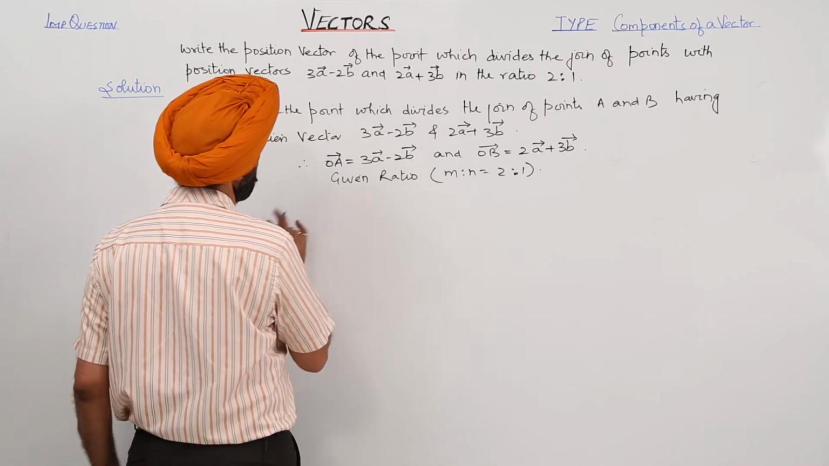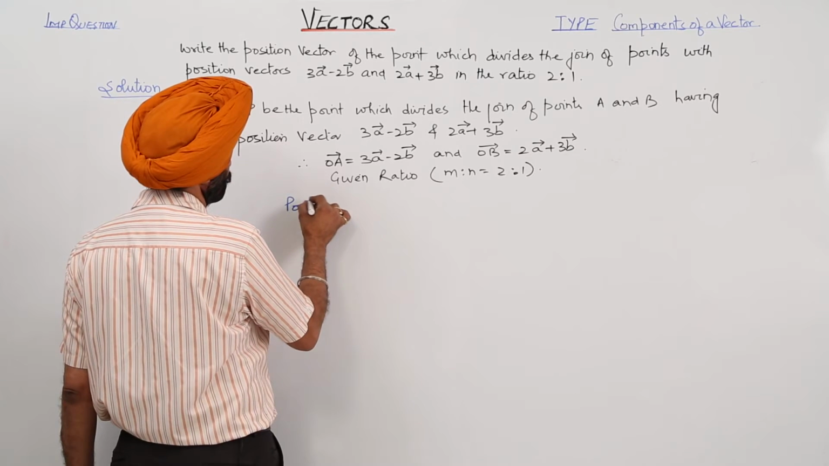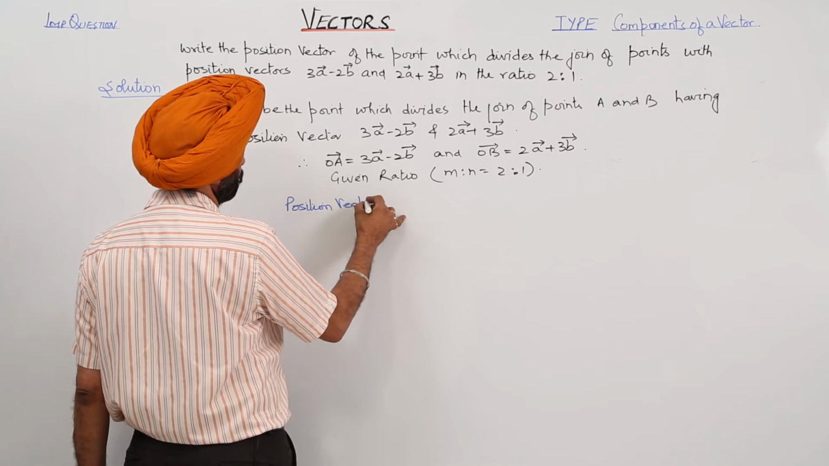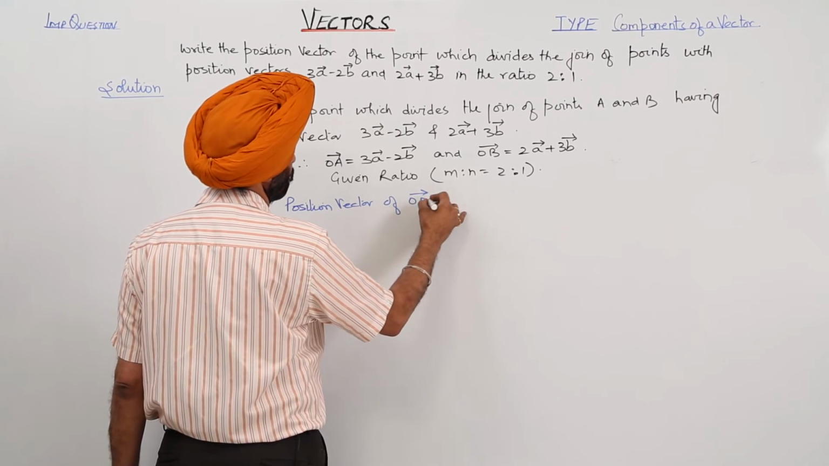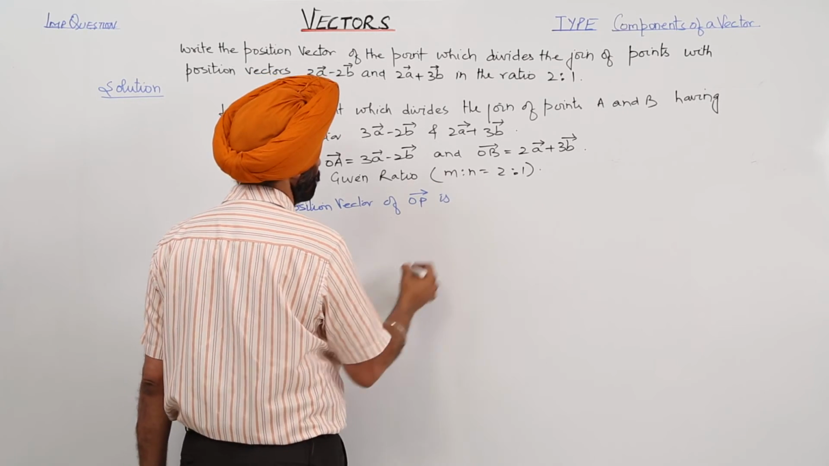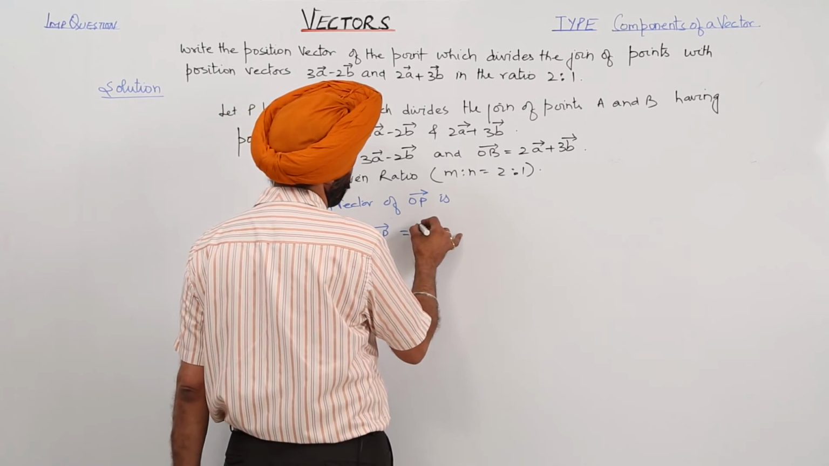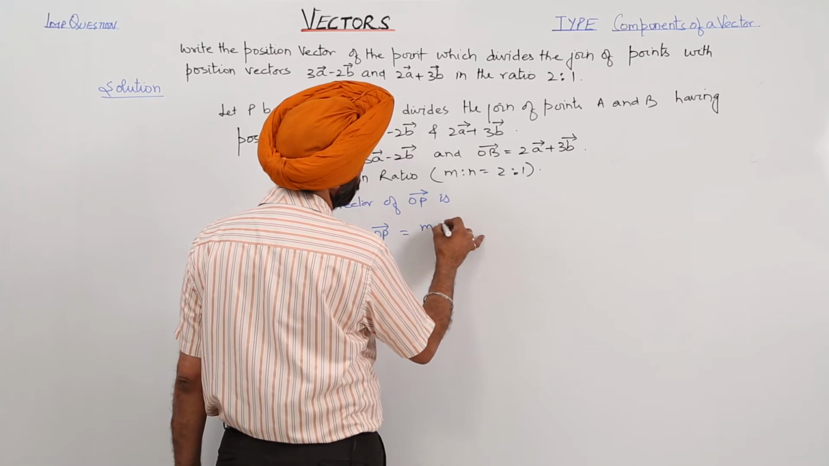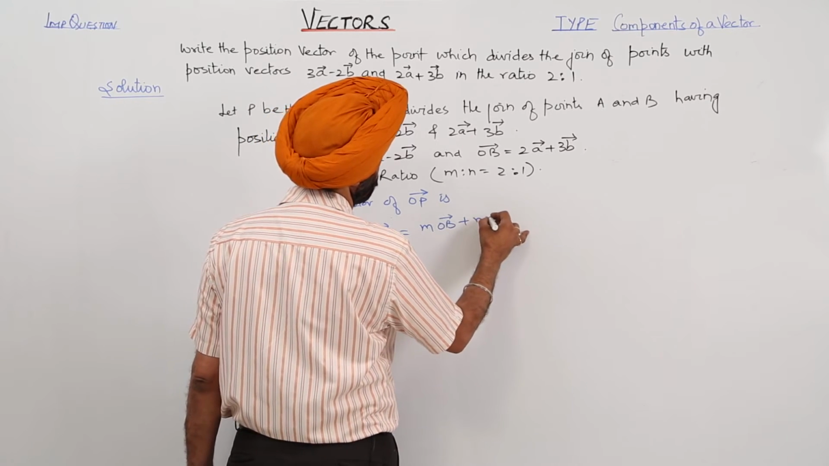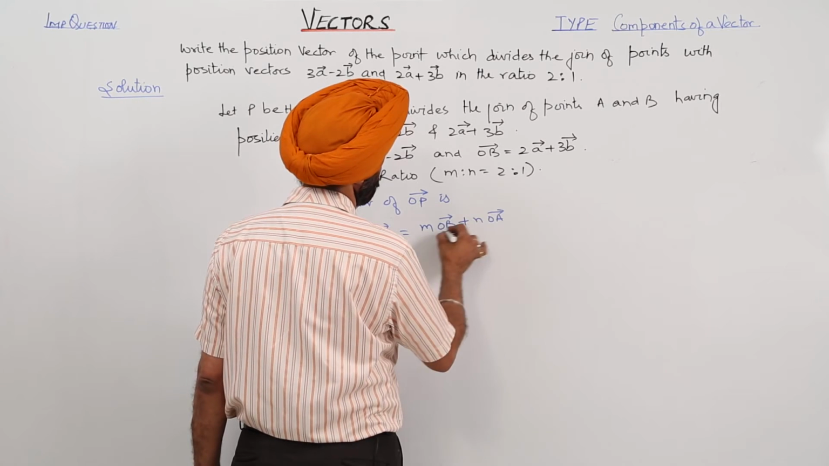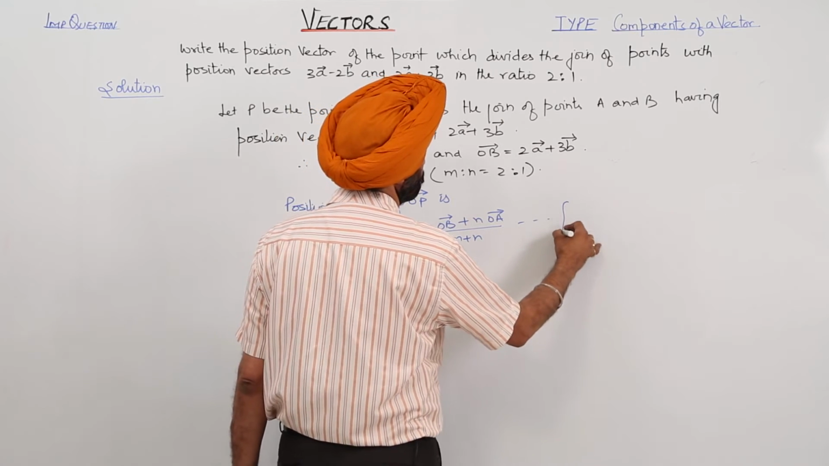Now position vector of OP is, now vector OP is equal to m times vector OB plus n times vector OA upon m plus n. Now what is this? Section formula.